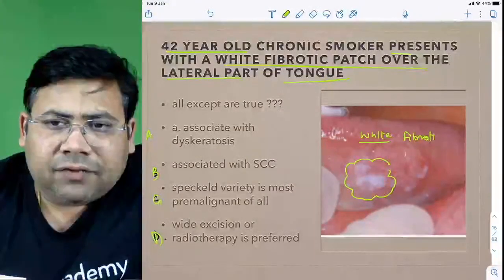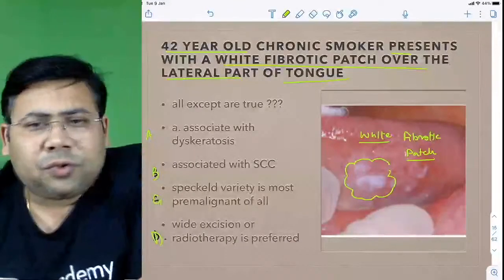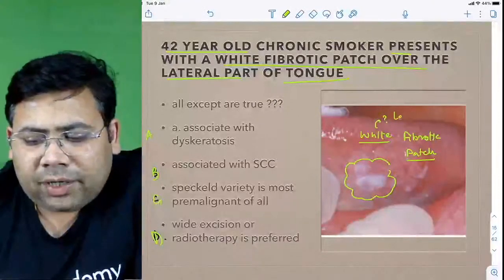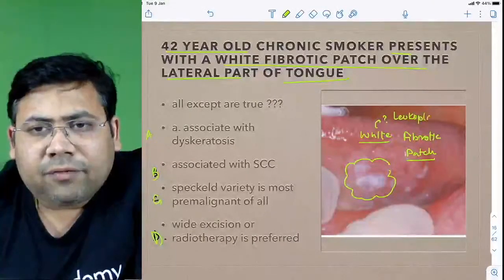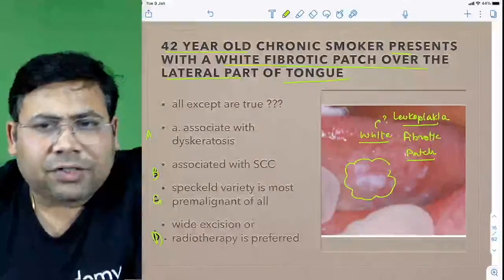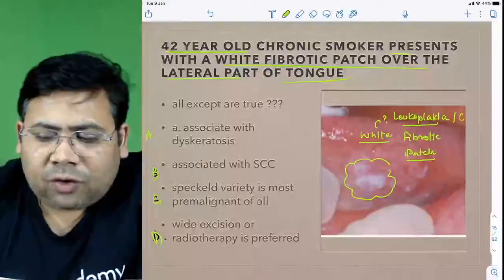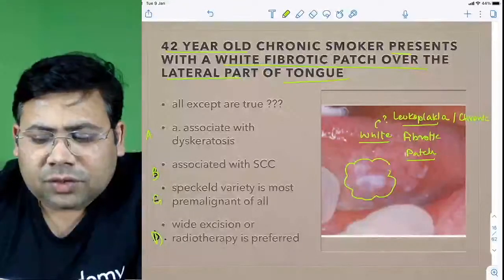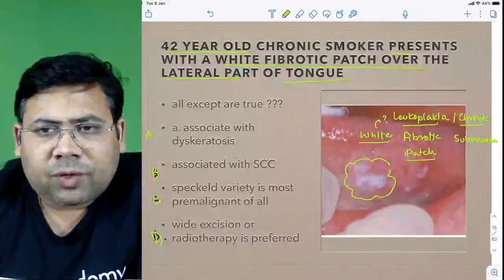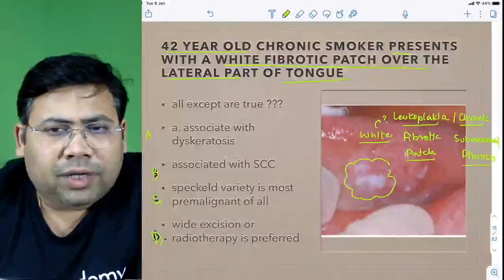And if it is a white fibrotic patch, yes, there are two important things that you should be thinking of. Either it is a case of leukoplakia, which is the first and the most important differential diagnosis. The second is, it could be chronic submucosal fibrosis. It could be a case of leukoplakia.